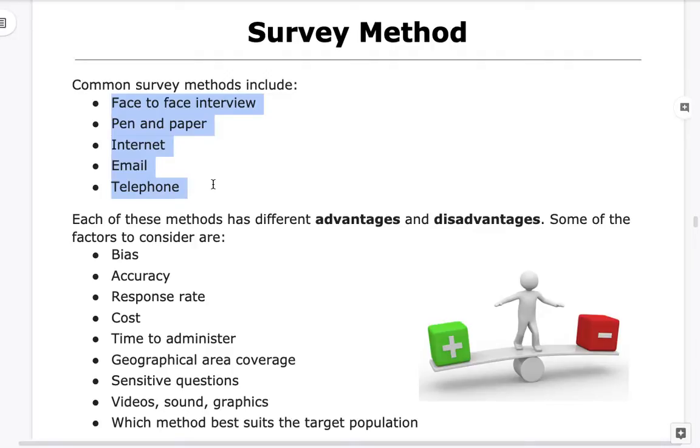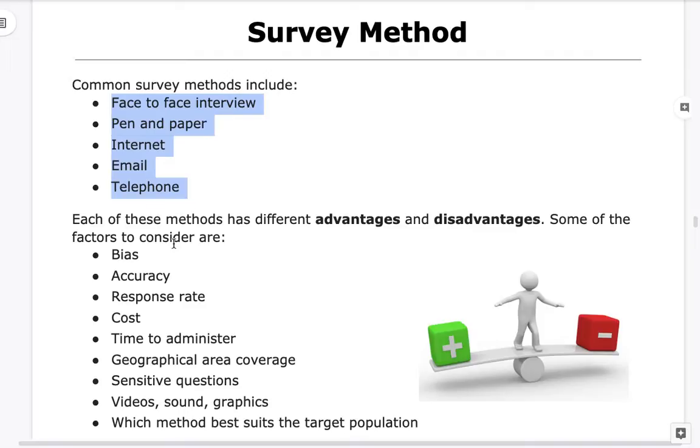Internet, so I have them on a website and it pops up asking if you'd like to do a survey. Emailing me through a Google form, for example, or ringing people up on the telephone and asking if they can answer some questions. So those are some common methods. Now, they've all got advantages and disadvantages when choosing which one to use.